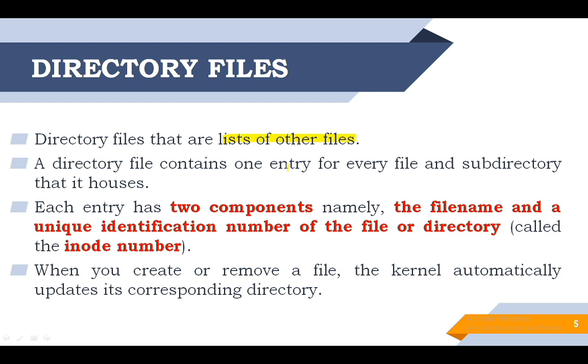Each entry has two components. The first one is the name of the file, and the second one is the unique identification number of that file or directory, which is called the inode number. By using that inode number, the Unix operating system searches for the file in that particular directory. Whenever the user creates or removes a file from that directory, the kernel automatically updates the corresponding directory by adding or removing that file entry.